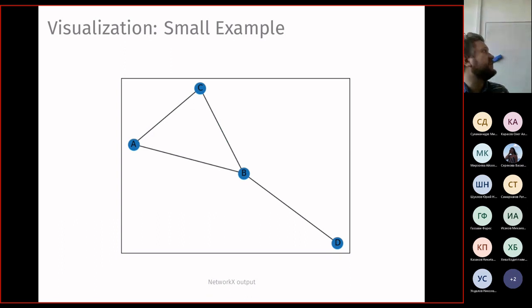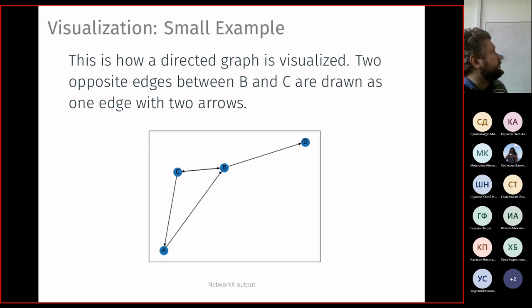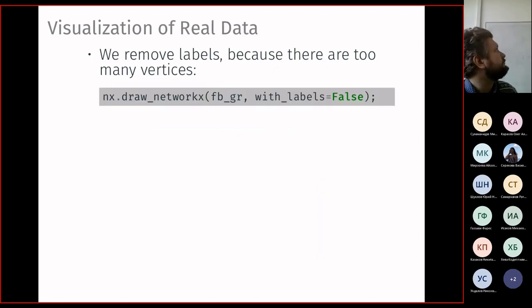In our small example, we see something like this. Inside the vertices, maybe it's not that clearly seen here, you have A, C, B, and D. This is a directed graph. Notice that between vertices B and C the edges are not parallel, but go in different directions. Here it's represented as an edge with two arrows. These are actually two edges.